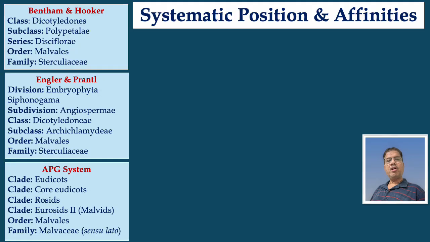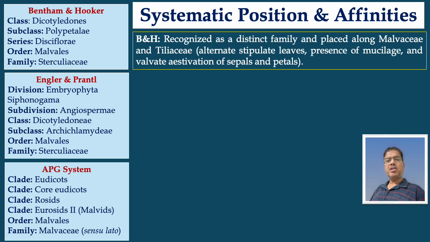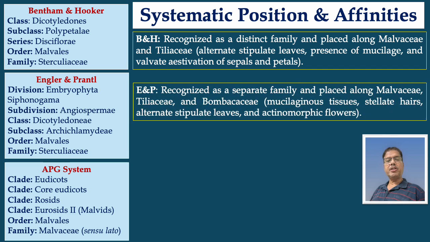The systematic position of the family Sterculiaceae varies significantly across Bentham and Hooker, Engler and Prantl, and APG systems due to differing taxonomic principles. In Bentham and Hooker system, Sterculiaceae was recognized as a distinct family and was placed in the order Malvales along with related families like Malvaceae and Tiliaceae. These families were grouped together because they share several common features like alternate stipulate leaves, presence of mucilaginous tissue, and valvate aestivation of sepals and petals.